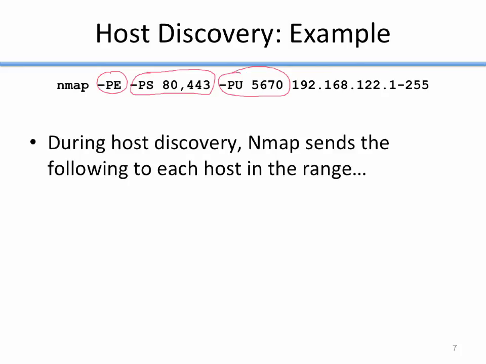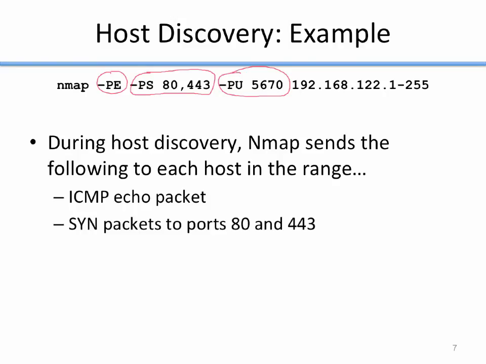So during host discovery, Nmap will send these to each host in the range. So we get that echo packet, the SYN packets, and the UDP packets. And I just want to make sure that we're really clear that these packets are sent to every host in the range that I specify. And all I'm looking for is a reply to any of them to tell me if the host is up. This is not port scanning. I'm not specifying ports to see if the port is open or closed or anything like that. I'm just trying to get any packet back in the hopes of confirming that that IP address has an actual computer connected to it.